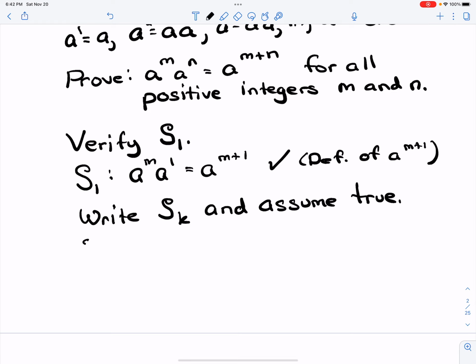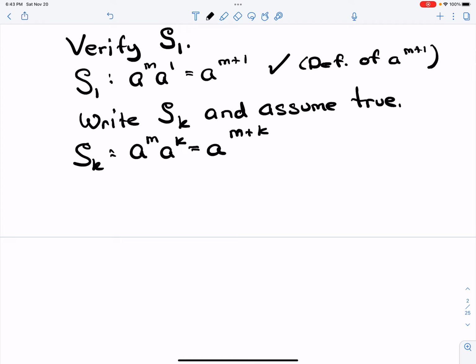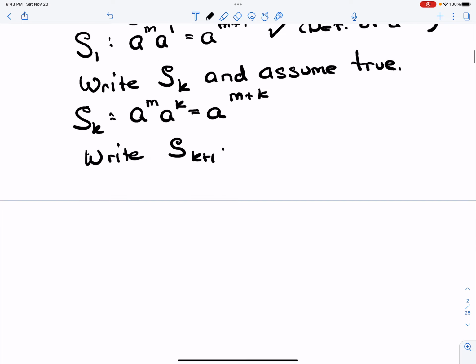So if we write S sub k, we'll have A to the m, A to the k equals A to the m plus k. Okay, so we're assuming that's true. But what we need to do is find out if down the road S sub k plus 1 is true. So let's write S sub k plus 1 just to see what it would look like. So later on, when we're doing our proof, we'll recognize it.